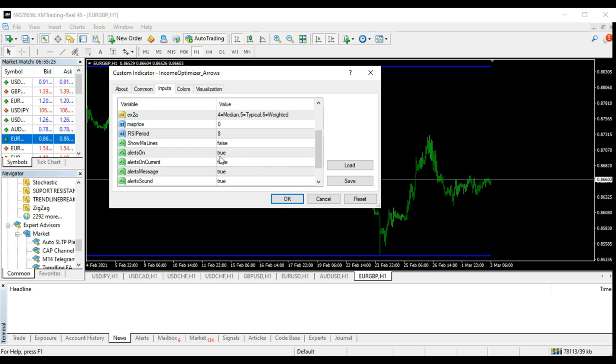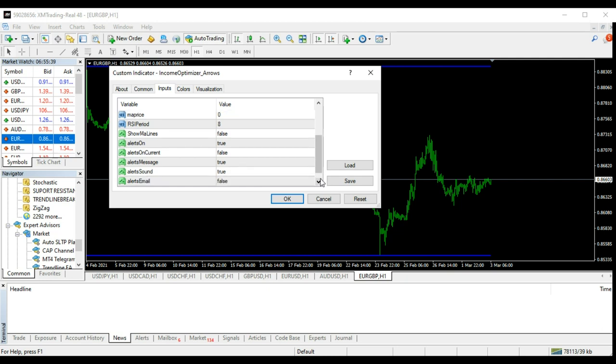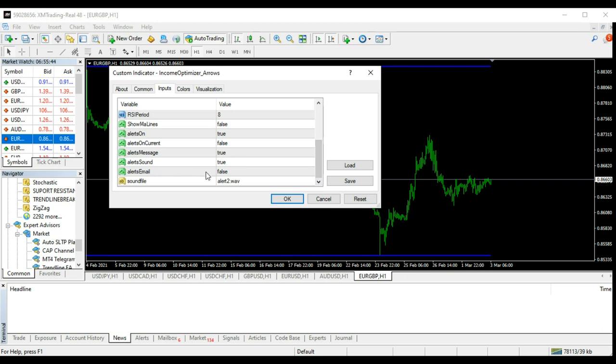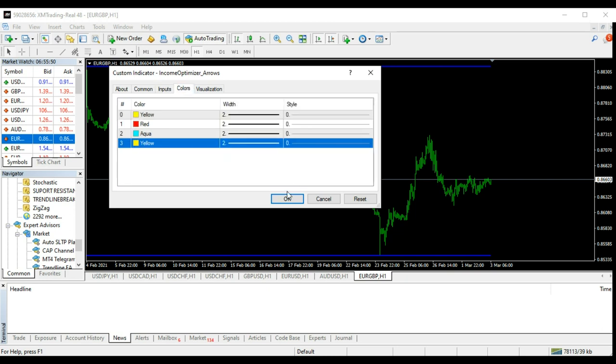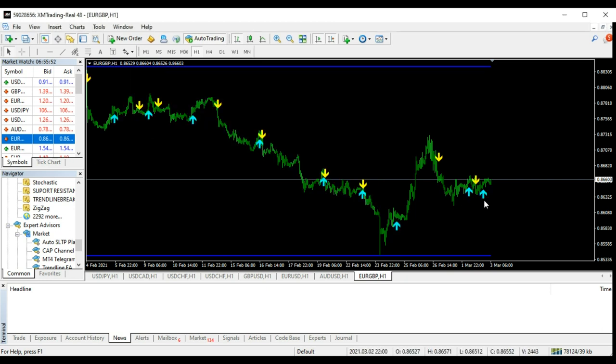Make sure your alert is on, because if not, you cannot get signals. Alert on current, I put false. Alert message, yes. Alert sound, yes. Alert message is the one that will send the alert to your phone, and you can use your phone to enter the trade. Okay, alert email, well, this one too, if I like, I turn it on. But now, let's go and see exactly how it looks. This is it. These are the arrows.